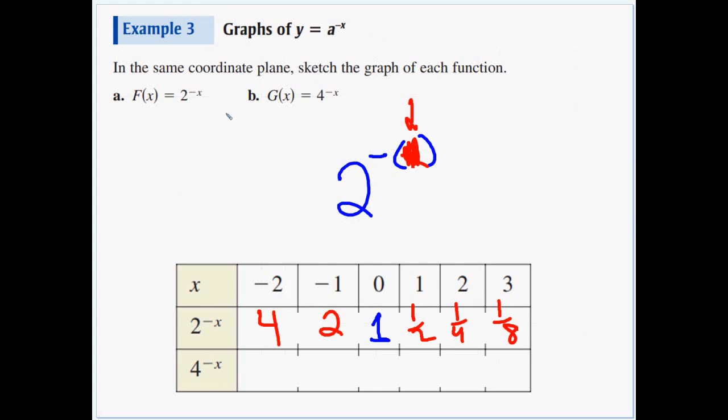4 to the negative x is going to be similar. 4 to the negative something. See, 4 to the 0, that's 1. Negative side, negative first is positive, so that'll be 4 to the first, and then we'll have 4 squared.